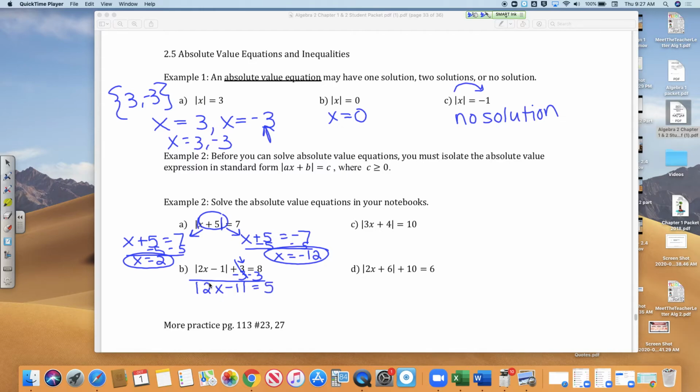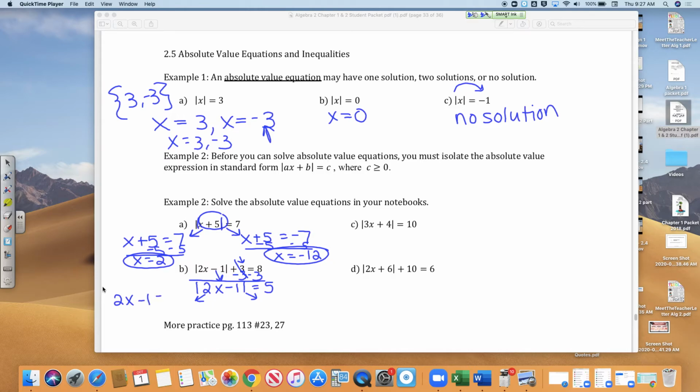Now this is considered isolated. The absolute value bars are now isolated. There's no number being added to them, subtracted, multiplied, or divided. So we are ready to split it up into two separate equations. This stuff on the inside here, the 2x minus 1, can equal two numbers. This can equal 5 because the absolute value of 5 is 5. And the stuff on the inside can also equal a negative 5 since the absolute value of negative 5 is also 5. So that's where the thinking comes into play from splitting it up into two equations.